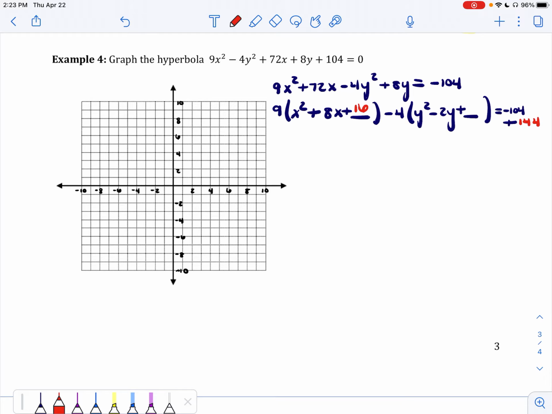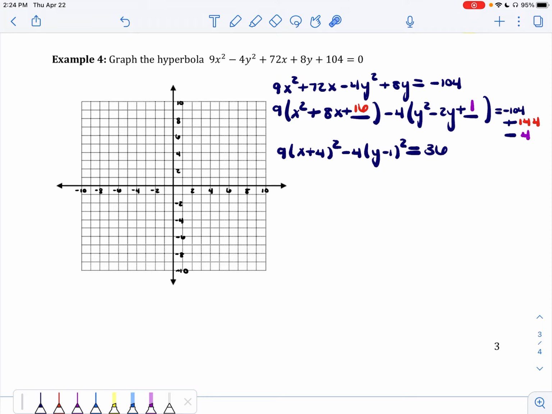All right, with our y's, we have a negative 2y in the middle. So negative 2 divided by 2 is a negative 1. Negative 1 squared is 1. So 1 times the negative 4 out front, we're going to add a negative 4 to the other side of our equation. All right, so simplifying this, we are going to have 9 times x plus 4 quantity squared minus 4 times y minus 1 quantity squared is equal to 36.